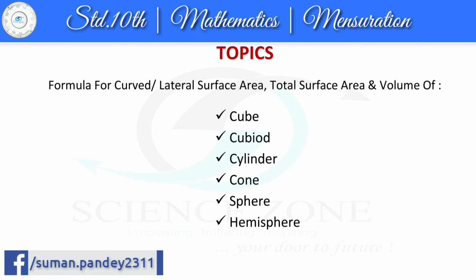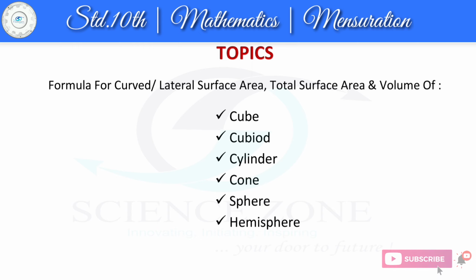Today's video is about the most interesting chapter of mathematics, surface areas and volume. Some of you may not agree with me right now because you will say there are lots of confusing formulas in this chapter. But I assure you, by the end of this video, you will be able to learn all the formulas. In this video, we will discuss the formulas for curved or lateral surface area, total surface area, and volume of cube, cuboid, cylinder, cone, sphere, and hemisphere.